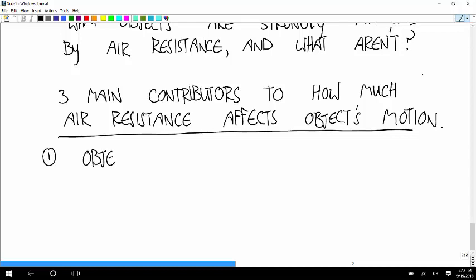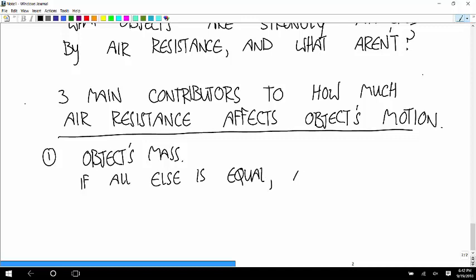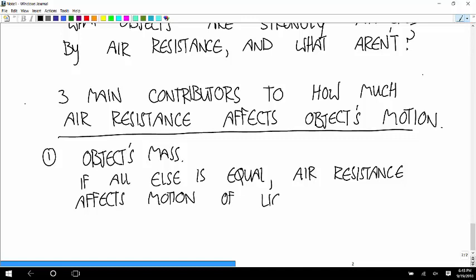So the first thing is the object's mass. If everything else is equal, air resistance affects the motion of lighter things more than heavier things.